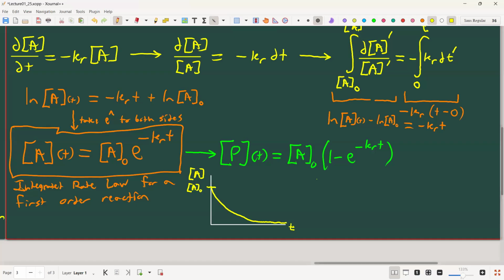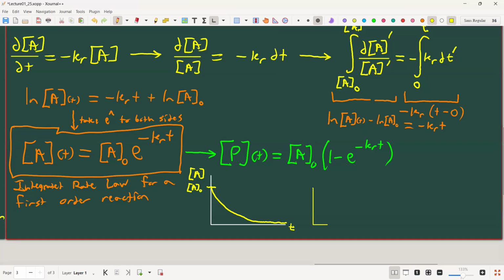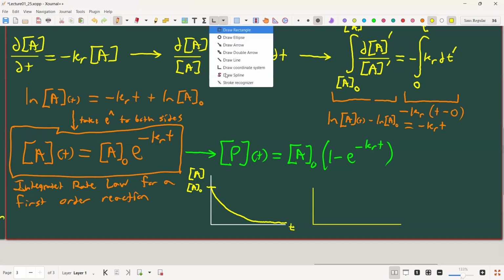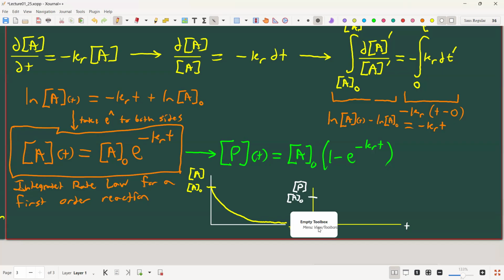And if we look at the plot for the product concentration as a function of time, again, it starts at 0, right? Because there's no products at the beginning, and it's 1 minus e to the minus kt. The asymptote is A naught, right? Because you convert all of your A into P. And it looks kind of like this.